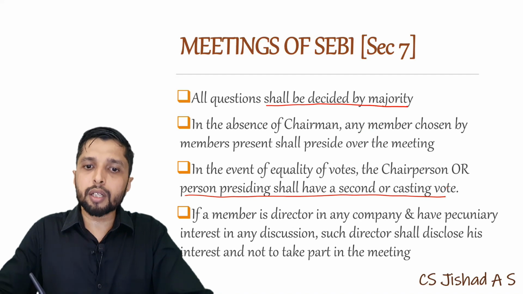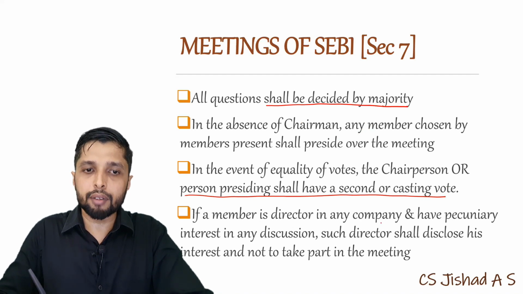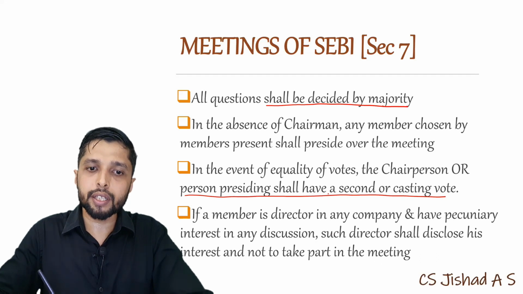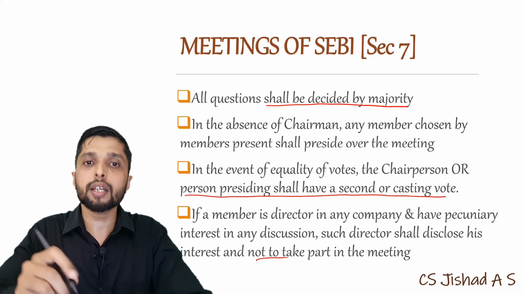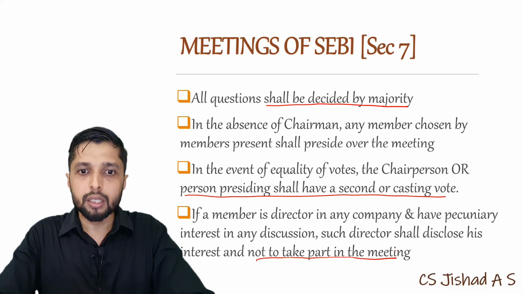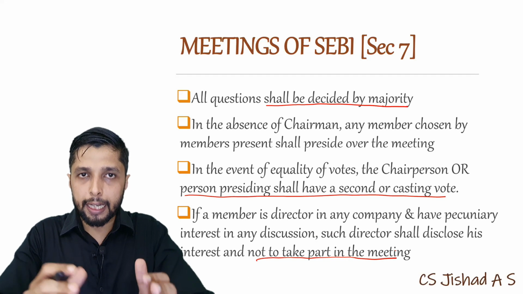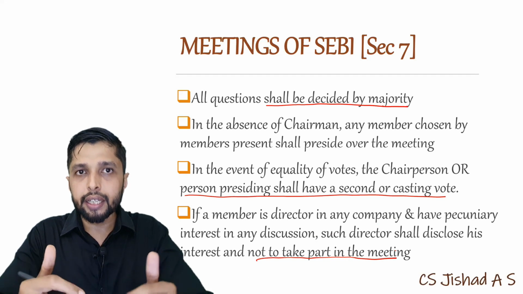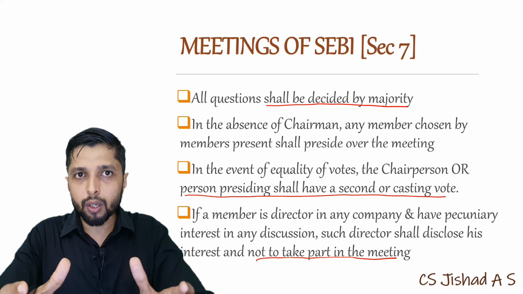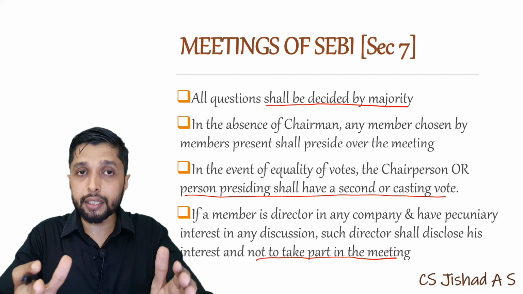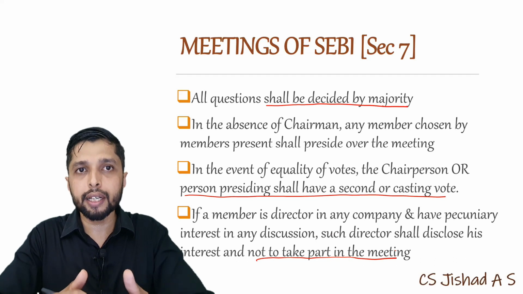If a member is a director in any company or has a pecuniary interest in any discussion, that director will not participate. That director will disclose his interest and should not take part in the meeting. So if a member of SEBI is a director in any other company and that discussion is related to that company, that person should not attend that meeting. He can attend that meeting, but he cannot take part in the discussion or vote in that particular meeting.